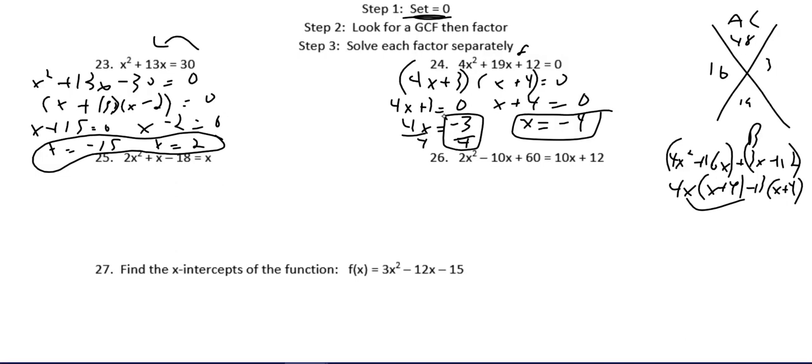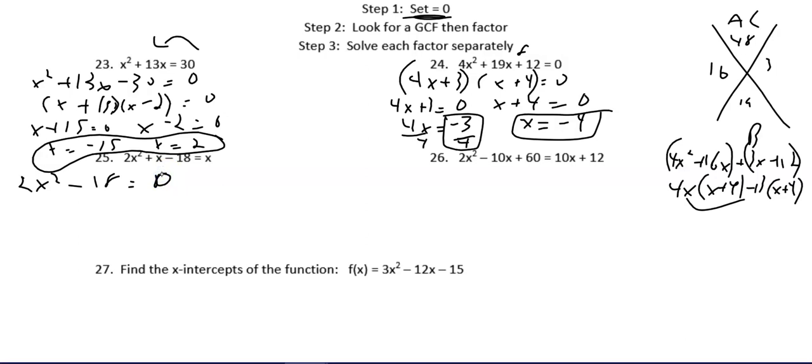Right, on the 25. Notice I have an x on the right side. I need to move that over. So I'm going to have 2x squared plus x minus x. They cancel, leaving me just the 18. Negative 18 to be specific.